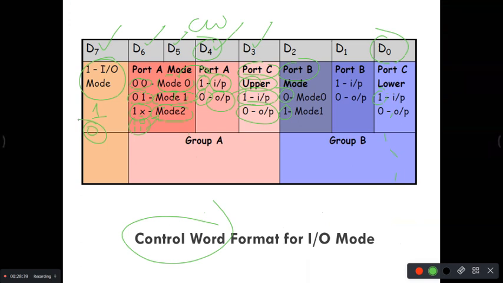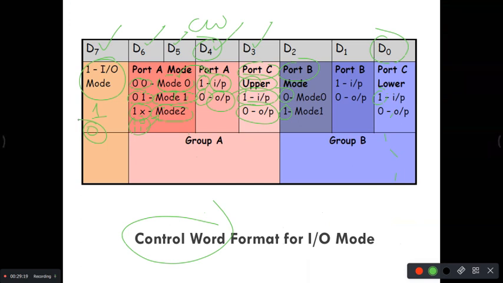Sir, here port C lower, port B, all are 4 bits, and how are we using D0 as port C lower? My dear, you are using port C either as output or input. Why do you want more than 1 bit for that? It's not something to do with the bits. You have port C, right? Port C upper, how are you going to use the entire port C as an output or input? You have to use it at a time. That's where this bit comes.